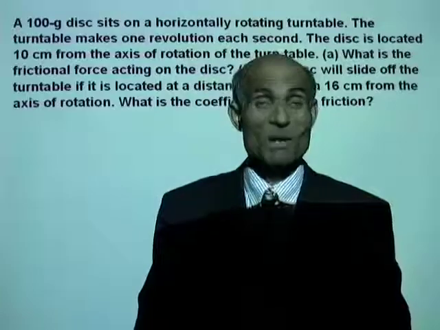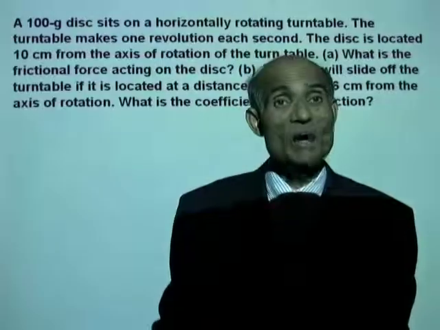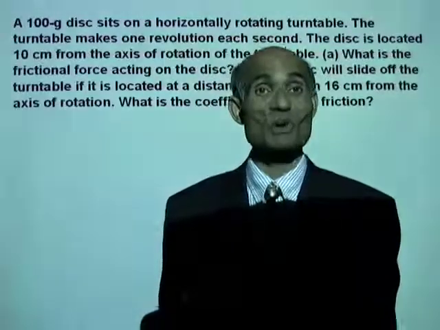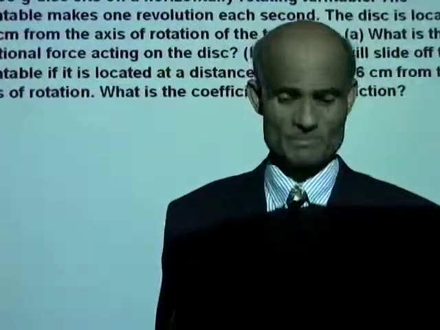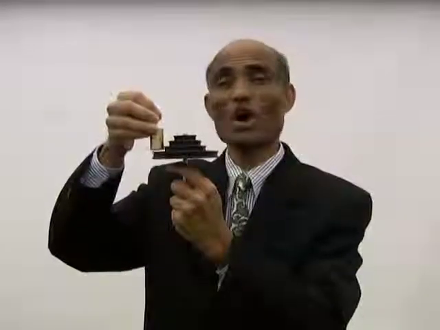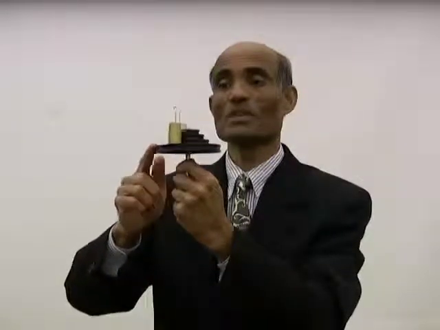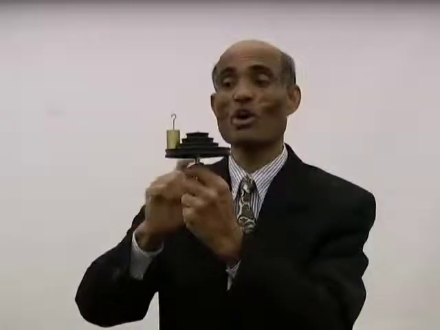Well, this is a good problem. I want to think about this and see what the given information is and how we use it to solve this problem. Now, here I have the turntable. The turntable can be turned, and I'm going to place this disc on the turntable. Now when the turntable turns, the disc is going in a circle. Now tell me, what is it that provides the centripetal force for it to go in a circle? And it fell off. Why did it fall off?